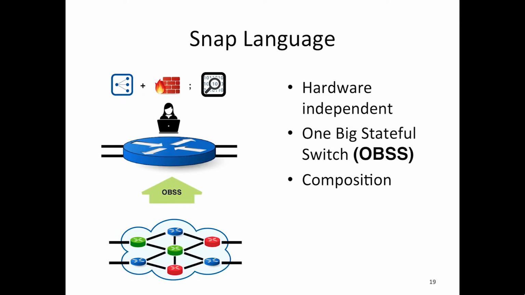And so in the Snap language, that's exactly what we try to do. We try to provide a higher level abstraction that's hardware independent, that gives the programmer the illusion they're writing a program for a network that is a single big switch that stores state, and to support composition of multiple applications that may access the same state variables.